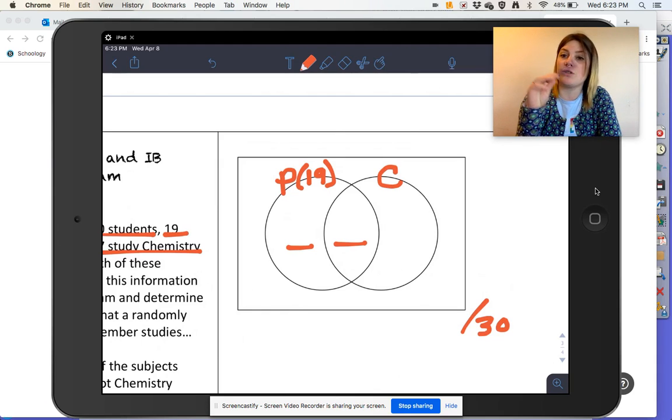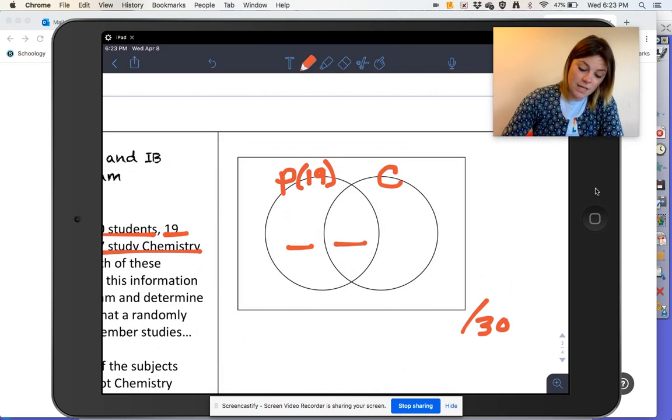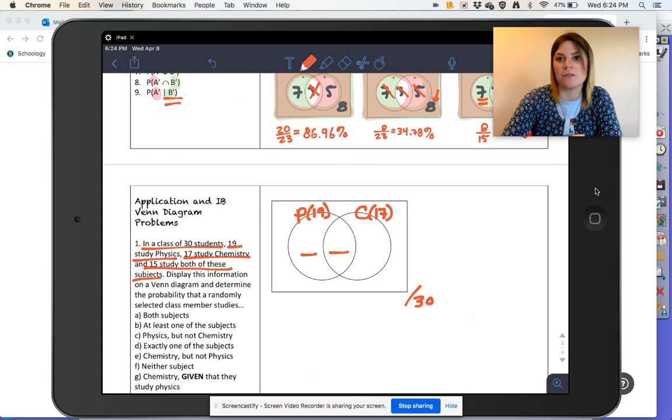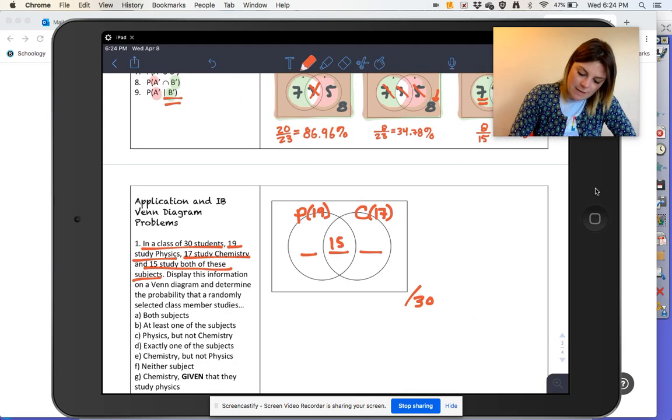How many students are doubled up in physics and chemistry, just like I did in college. Loved it. Okay. Then there's 17 that study chemistry. So I'm going to use that same strategy, store the information right there. And then it says 15 study both of these subjects. Okay. So both is that word that means intersection, right? And so both is right here.